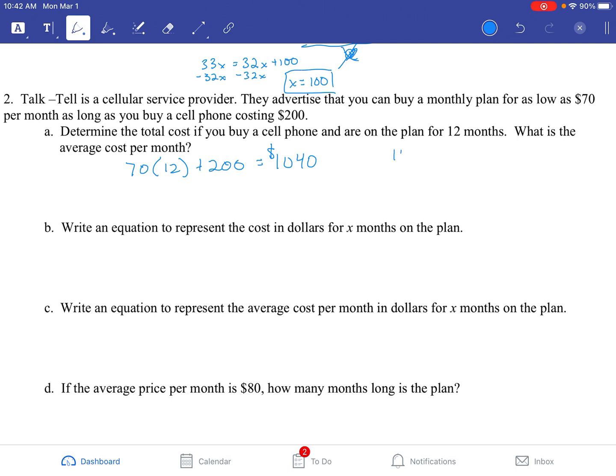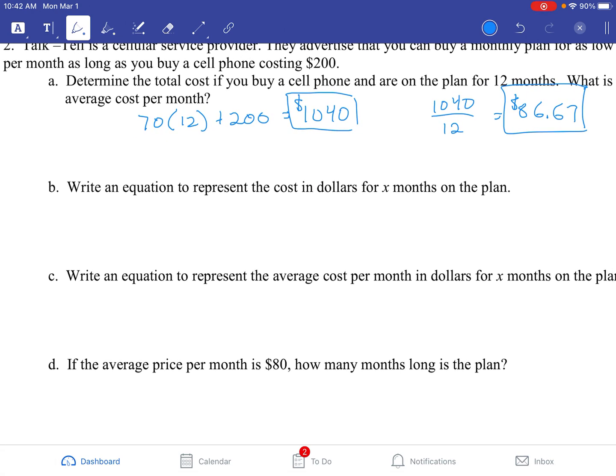We're going to take the total amount, and divide it by the number of months that we're buying the plan for, which gives you $86.67 as an average cost per month. So these are your two answers for A. All right, now we're going to use that information to help us figure out the equations for part B and C, and then the number of people for part D. It's going to be the same kind of format.